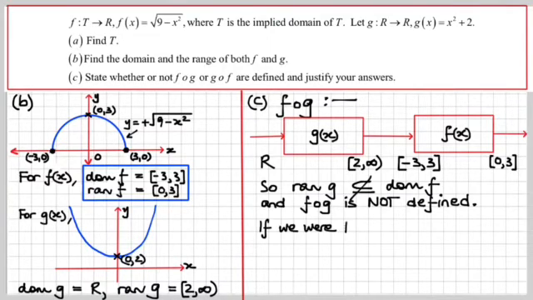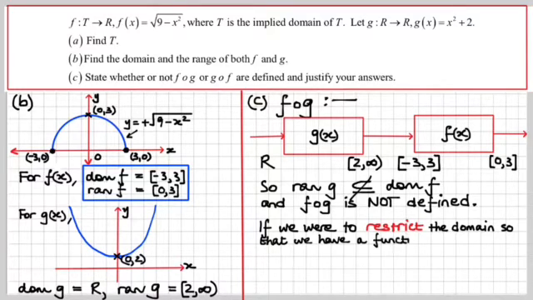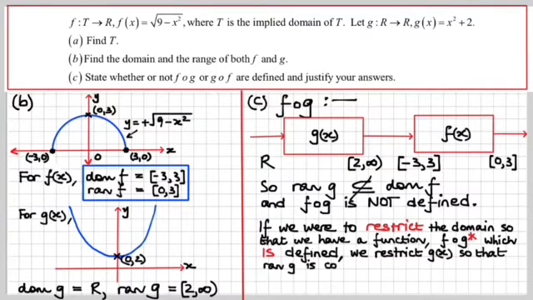Okay? So if we were to restrict the domain so that we do have a function fog star, if you like, which is defined, we would restrict g of x so that the range of g is compatible with the domain of f. That's what we're trying to do. So I will go on and show you how to do that, and although the question didn't specifically ask that, we'll go ahead and do it just to show you how to do this stuff, okay? Because you really need to get very good at it, all right?